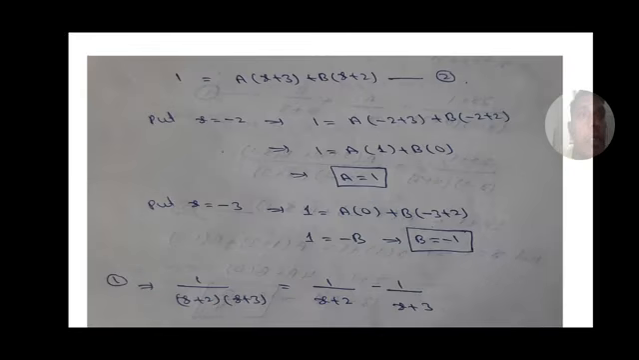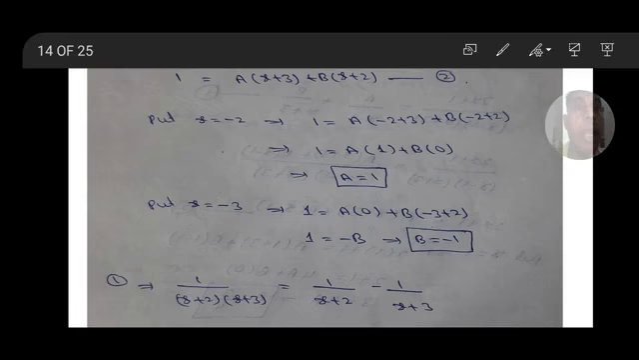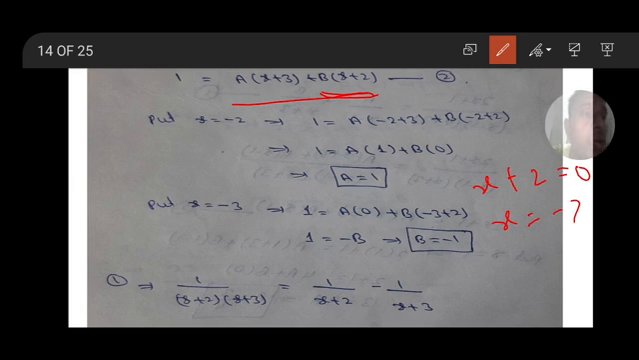And that is 1 equal to a into (x plus 3) plus b into (x plus 2). So to get a value, this b term must be 0. That is, we have b coefficient x plus 2. So x plus 2 equal to 0. That is x equal to minus 2.